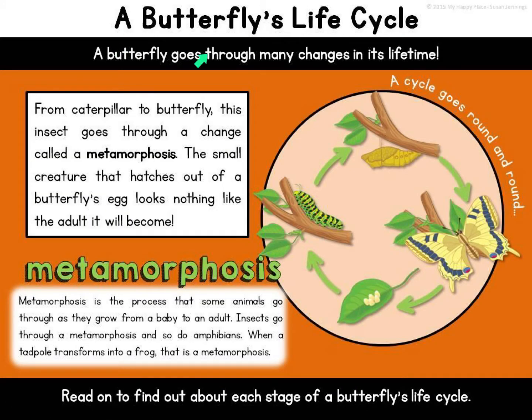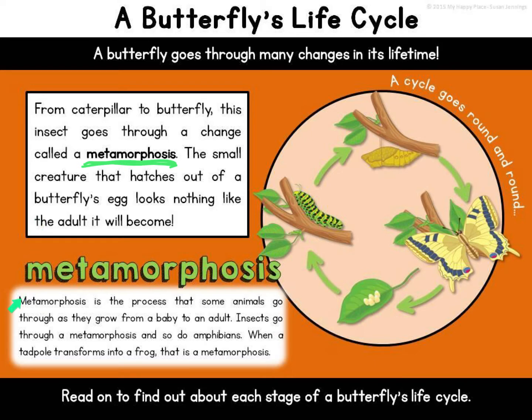A butterfly's life cycle. A butterfly goes through many changes in its lifetime. From caterpillar to butterfly, this insect goes through a change called a metamorphosis. Big vocabulary word. I wonder what it means. The small creature that hatches out of a butterfly's egg looks nothing like the adult it will become.